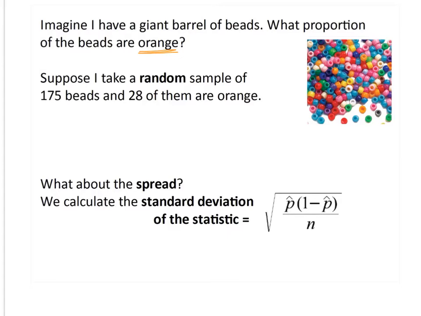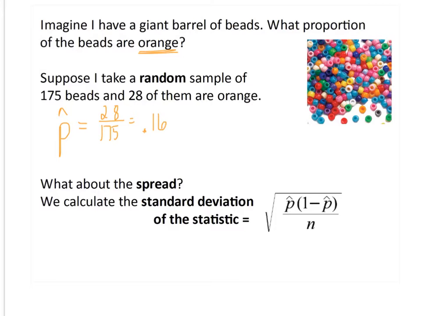So I have this huge barrel. I take a random sample of 175 and 28 of them are orange. Well, if I think about what I can do with that data, I can find p hat, or my sample proportion, which is 28 over 175. And that gives me a sample proportion of 0.16, or about 16%. So if I think about this giant barrel and my one sample, does that mean that exactly 16% of the beads are orange? No, that's just one sample. That sample gave me this proportion of 0.16.